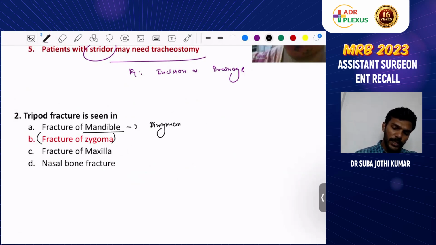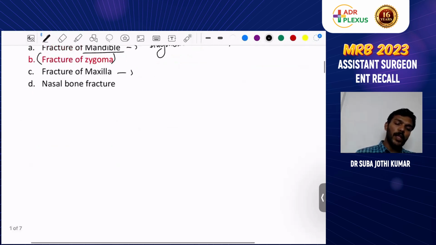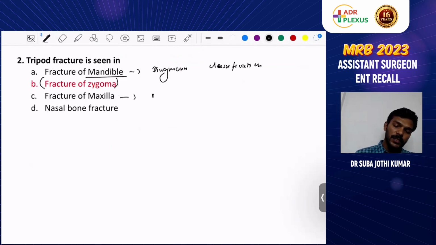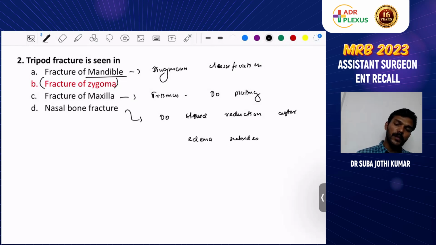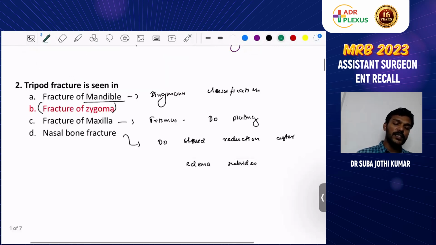Dingman classification. Fracture maxilla: if you see trismus, do plating. Nasal bone fracture: do closed reduction after edema subsides. Okay, so the answer is fracture of zygoma.